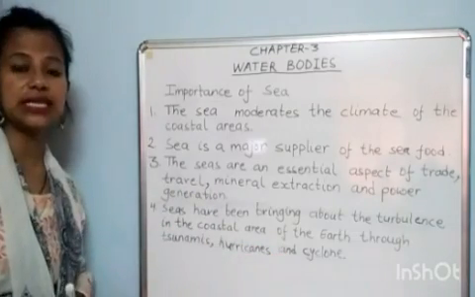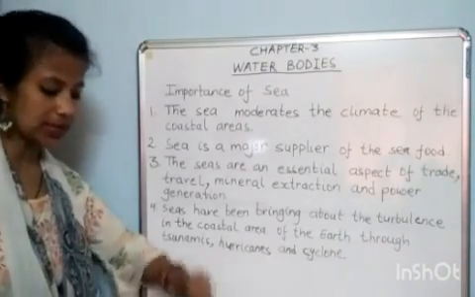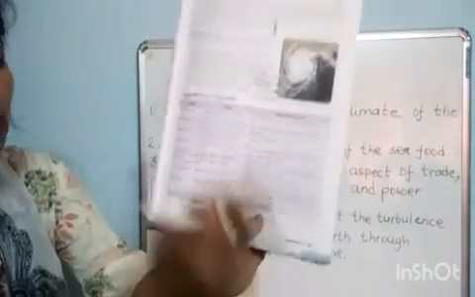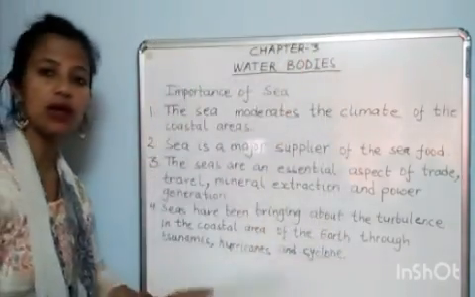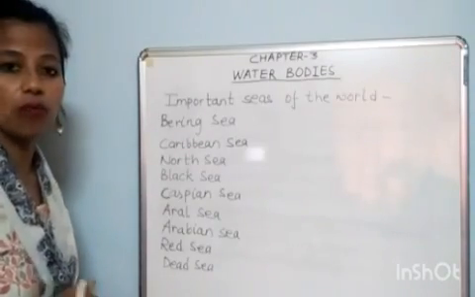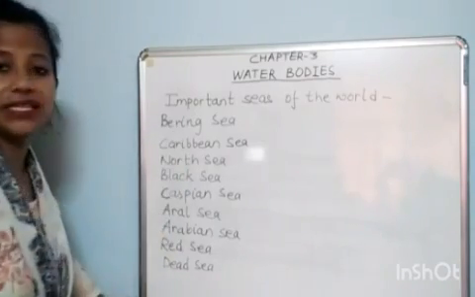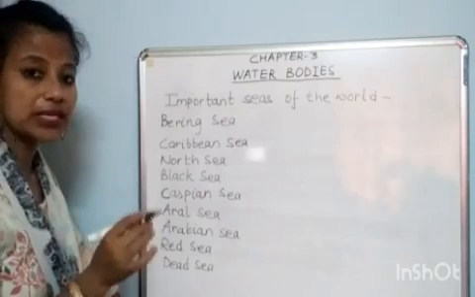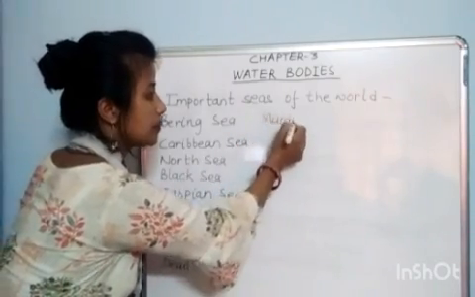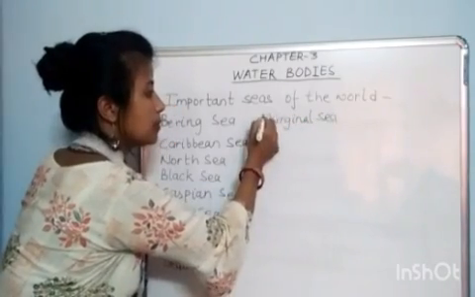Now, major seas of the world. This is also given in the book, here you can see page number 31. These are important seas of the world. First one, Bering Sea. Bering Sea is a marginal sea.